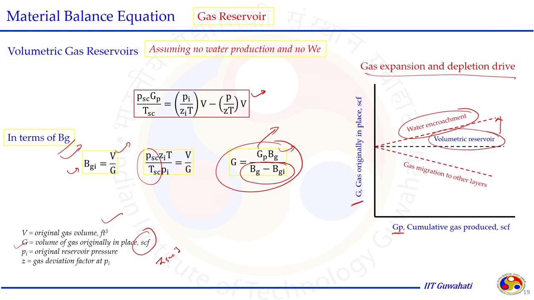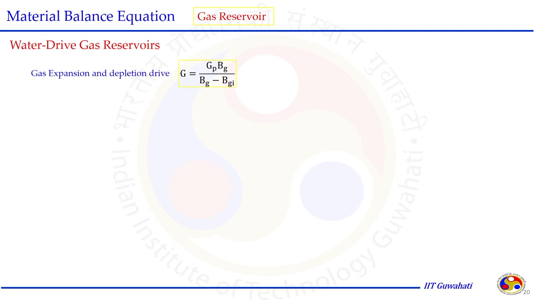On the other side, if the value is decreasing as the cumulative gas is getting produced, we can suspect the gas is migrating from the reservoir domain to some other domain in the reservoir itself, or from one layer to the other layer. It is not just getting contributed towards the production side, it is also having the migration to the other side of the production well. If water drive is present in the gas reservoir, the same gas expansion depletion drive equation can be modified including the water encroachment and the water production.